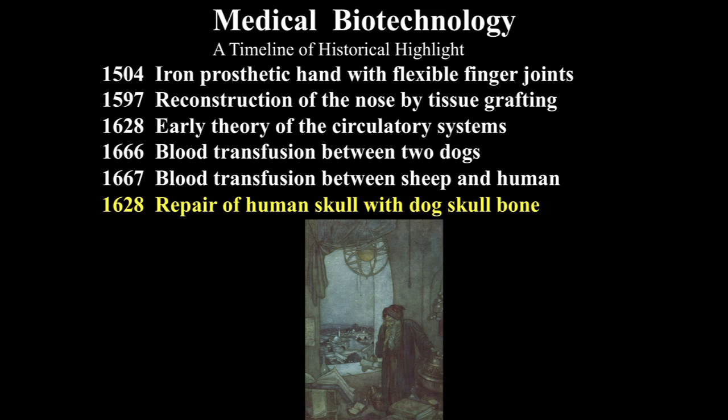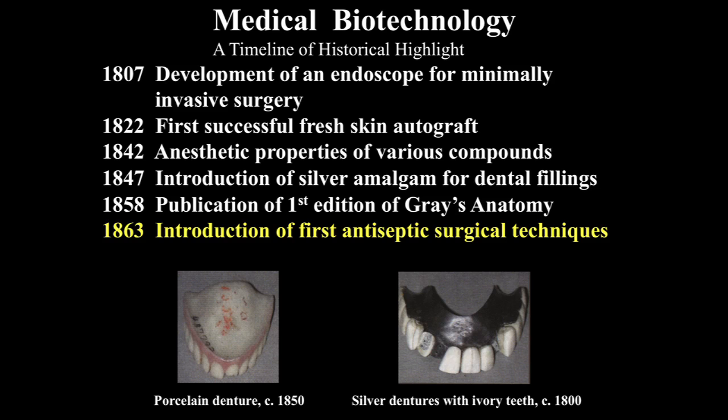1628, the repair of a human skull using a dog's skull bone. Well, I wonder how that went. Without antibiotics, without anesthetics, it is, however, notable to say that maybe this might be the first recorded example of xenotransplantation. That is, the use of another organism for human repair. Xeno, other, transplantation. And we'll get more into this in the second part of the lecture in this series.